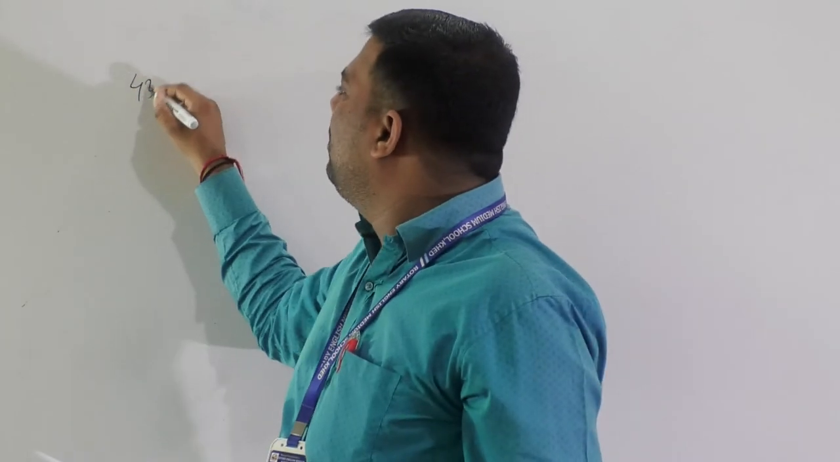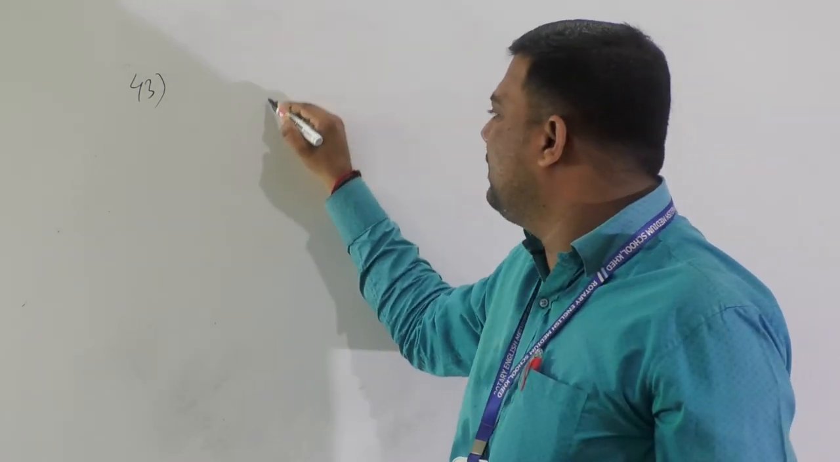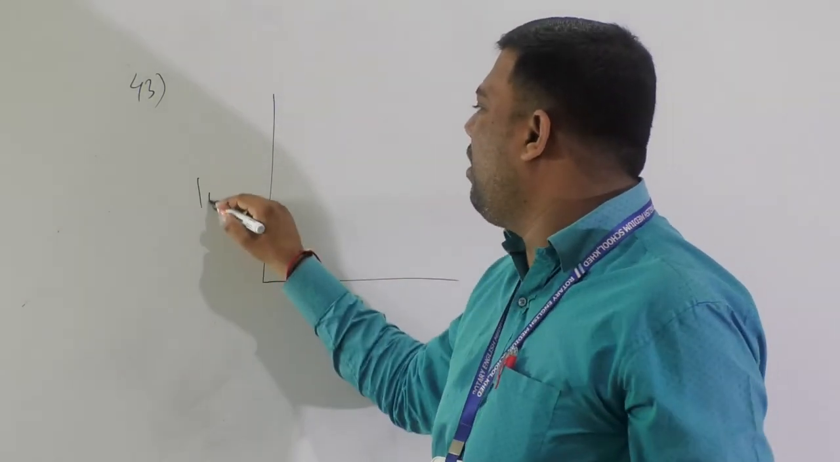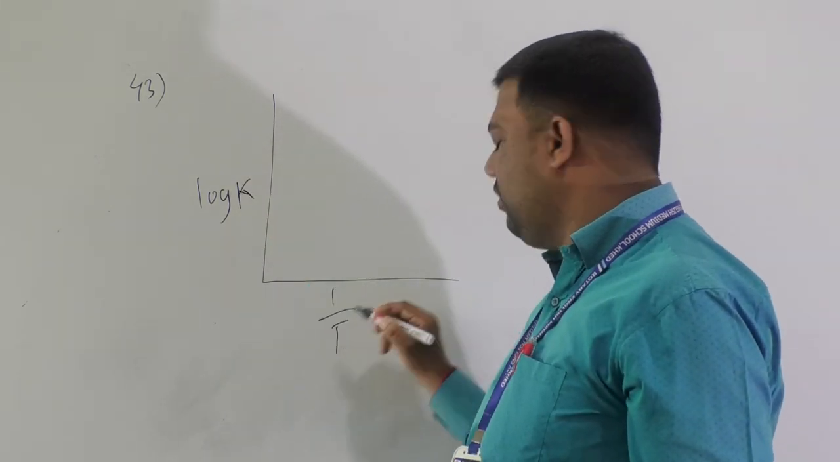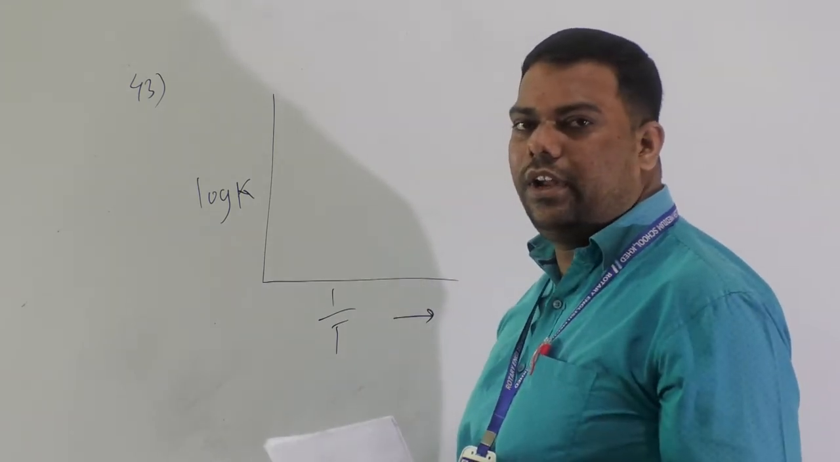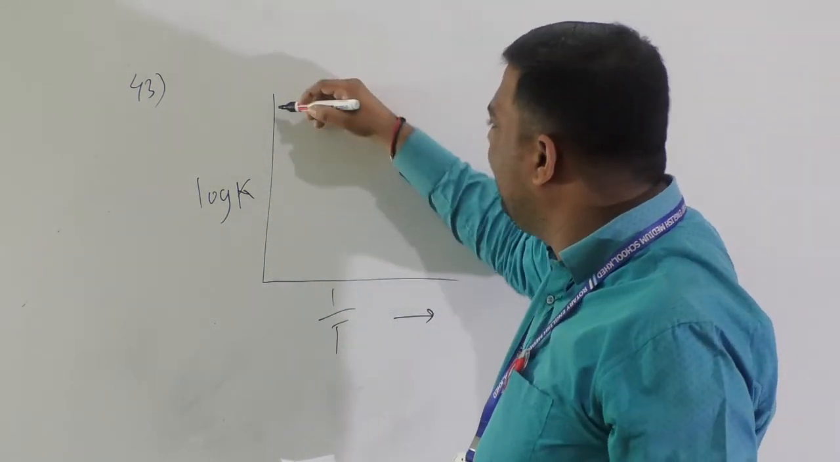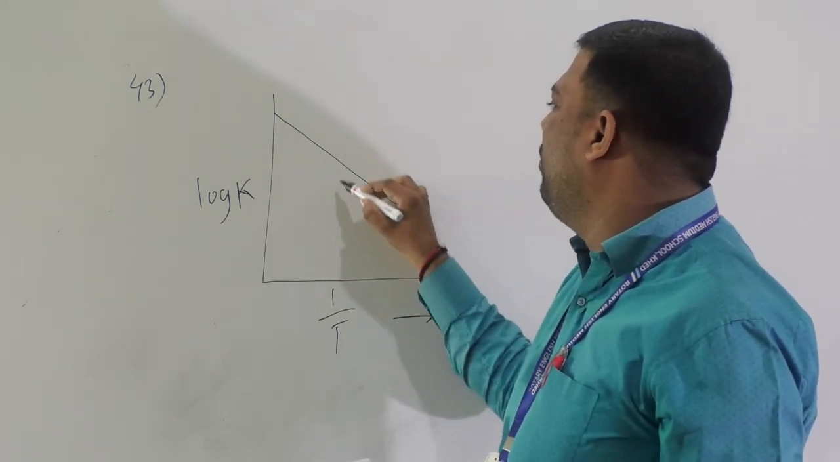So next we will discuss question number 43. So see here question number 43. Say if you plot a graph between log k and 1 by T by Arrhenius equation, the slope is. Okay, so they want a slope. So your graph nature is like this. So this is your log k. Okay. If you refer to notes correctly, then directly you will get the answer. So like that your slope.